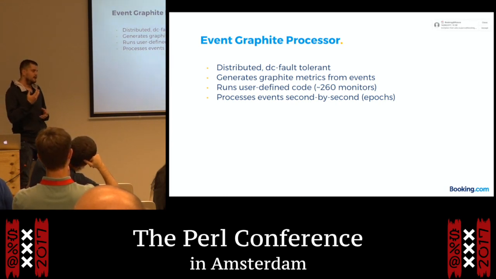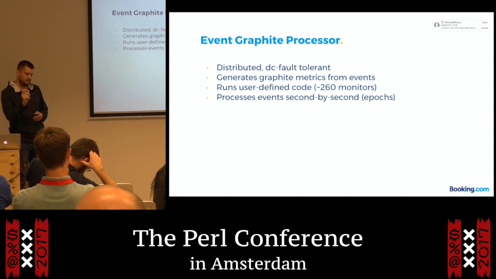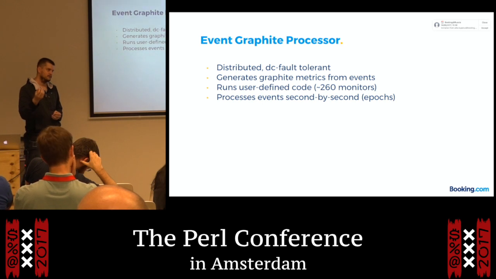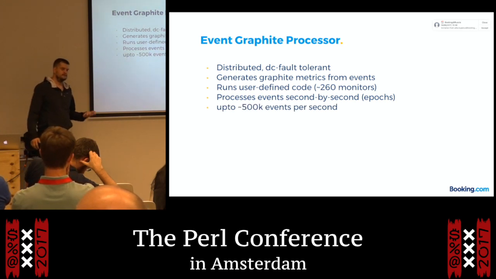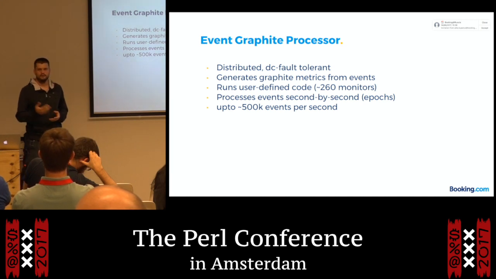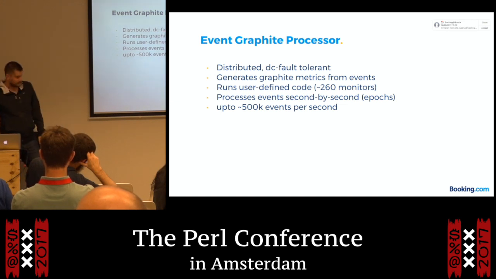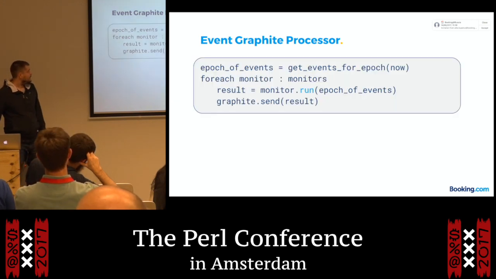So, and a Graphite processor also works on a per-second basis, right? This is also due to the nature of Graphite, where the slot which is available in Graphite is a second. And the scale of our system is such that we peak up to processing 500,000 such messages per second. This is a very big number, right? So it's really gigabytes and tens of gigabytes per second. So that's it.